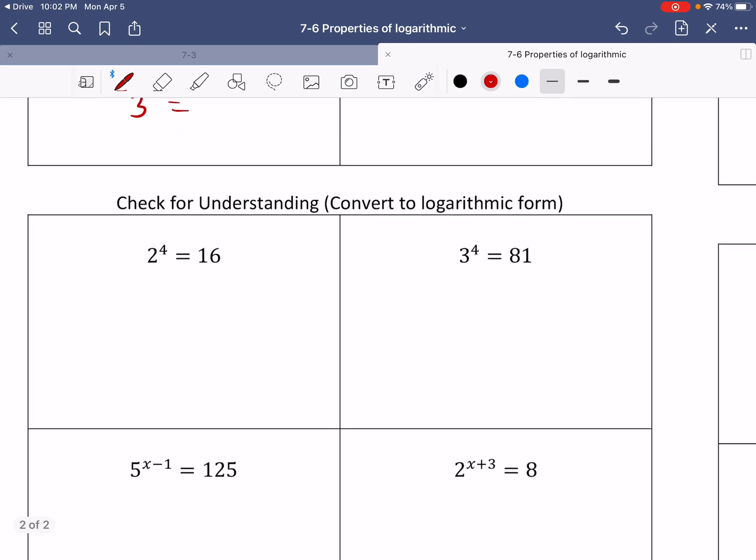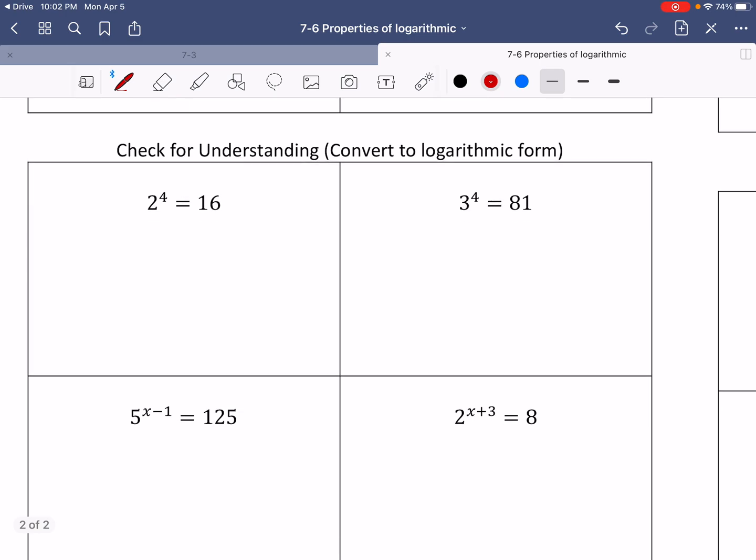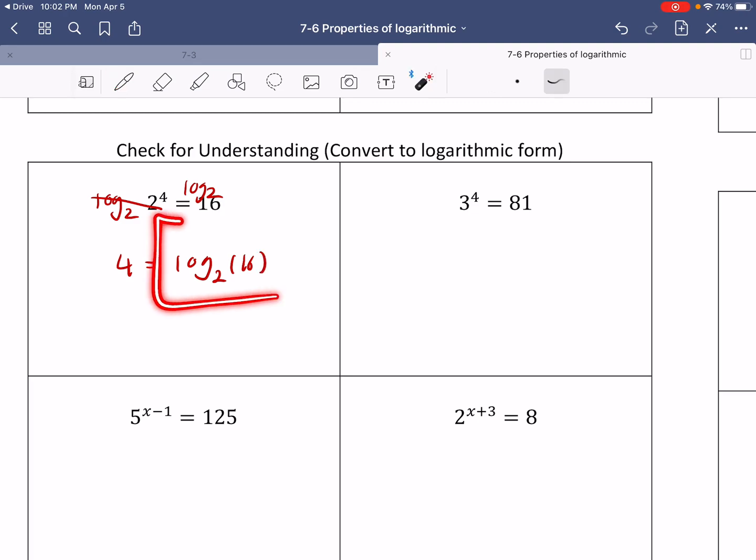So let me give an example here. Same thing, we have a base 2, right? So we're gonna do log base 2 both sides. So this will disappear. You're gonna get 4 equals log base 2 of 16, which makes sense because if you put this one into the calculator, you will get 4.